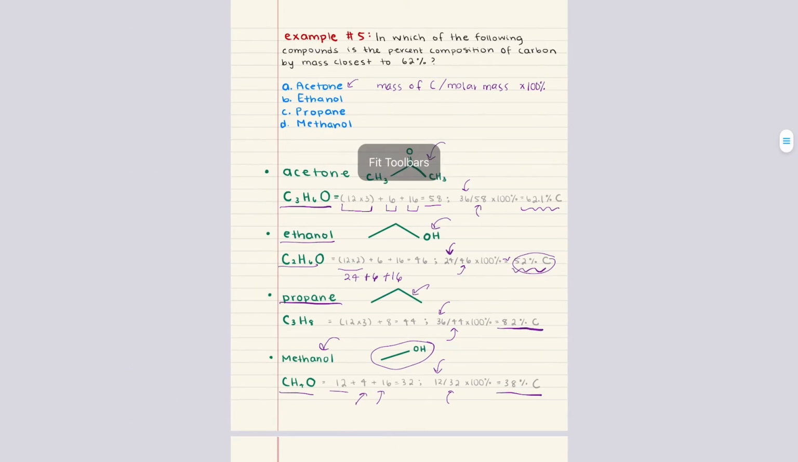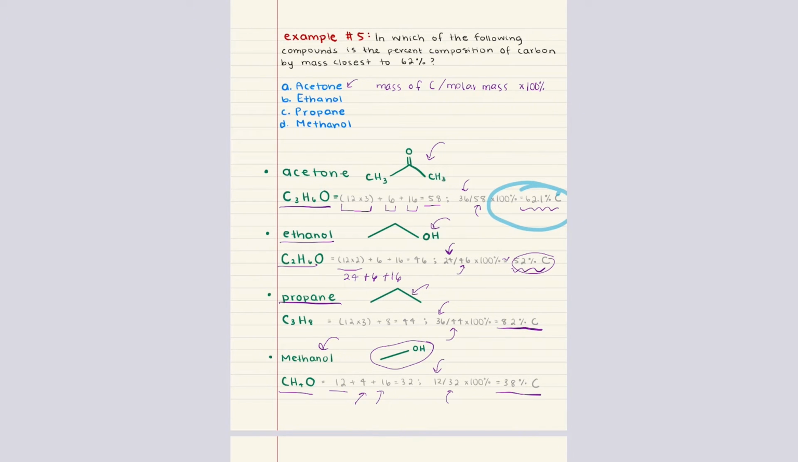Now that we have the percent composition of carbon by mass for each of our answer choices, we're going to look to see which one is closest to 62%. That's going to be for acetone. So the correct answer for problem 5 here is going to be answer choice A.